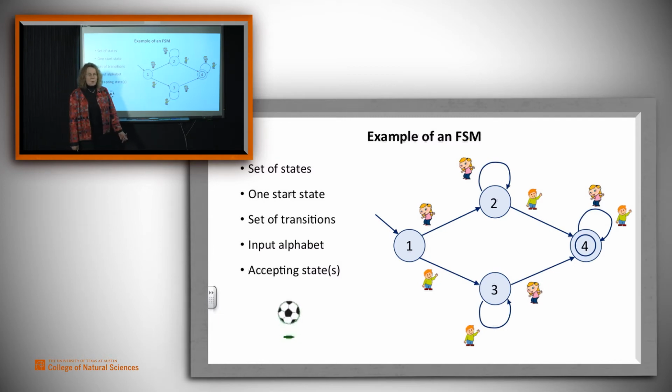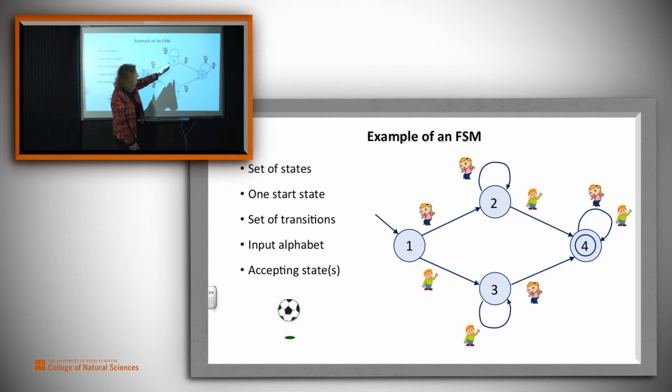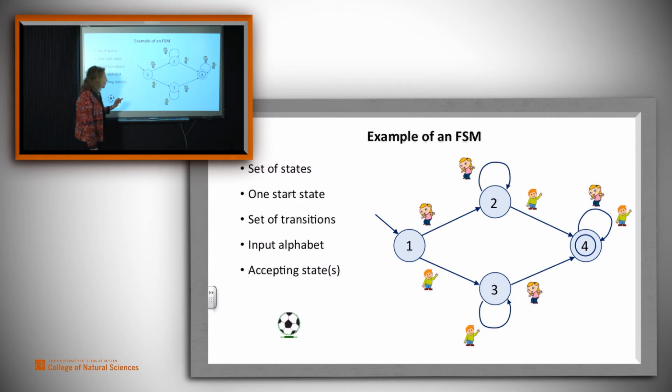Consider this case. We have children's soccer teams, and children enroll, and the rule is that a legal team has to contain at least one boy and one girl. So we start here in state 1, and we have no children. If a girl shows up, then we're going to go here to state 2. If a boy shows up, we're going to go here to state 3. And then if we keep getting girls, we stay in 2. That's the case where we only have girls. We're not legal yet. If we keep getting boys, we stay in 3.